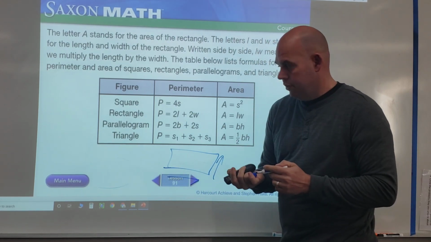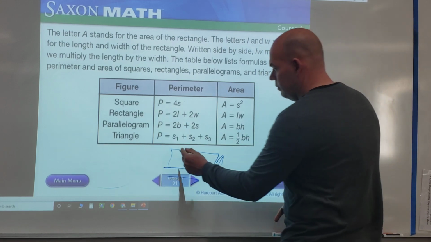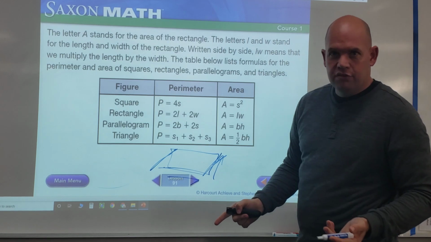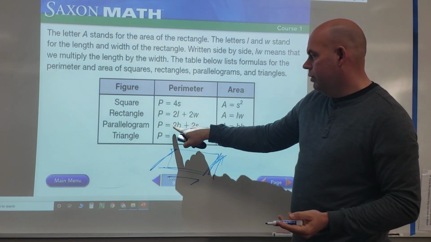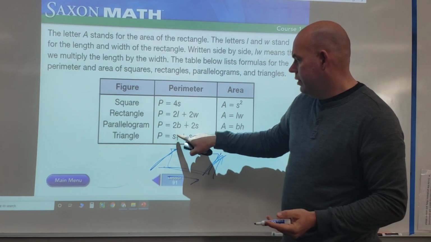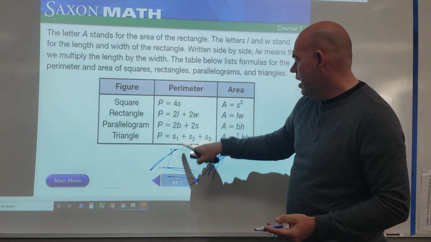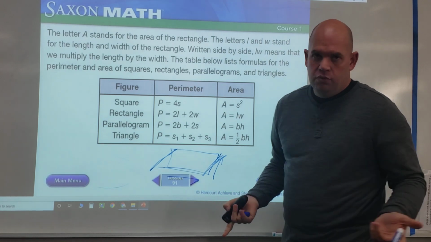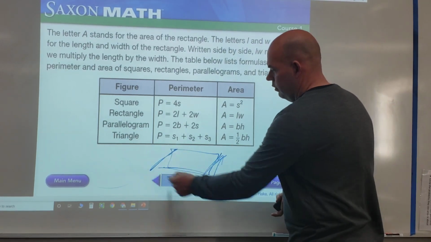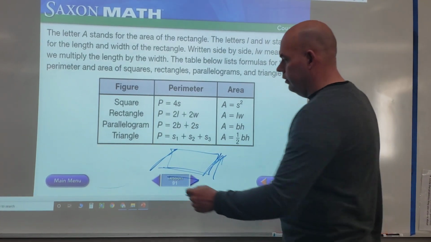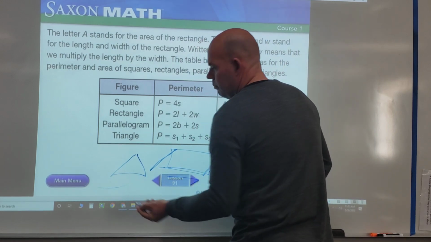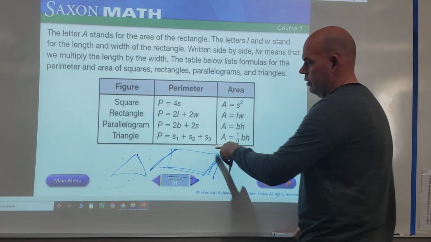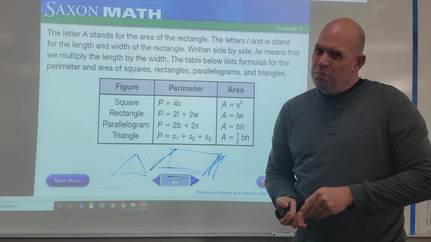2 length, 2 width. Now, a parallelogram's a little different because it's not straight or right angles. So instead of calling it length and width, they call it base. This is the base, and then the sides. So it's still your 4 for your perimeter, it's just going all the way around. And then a triangle, you've just got 3 sides, right? But they're not necessarily going to be equal. So you just have side 1, side 2, side 3. Those are your perimeters. Those ones are pretty easy.